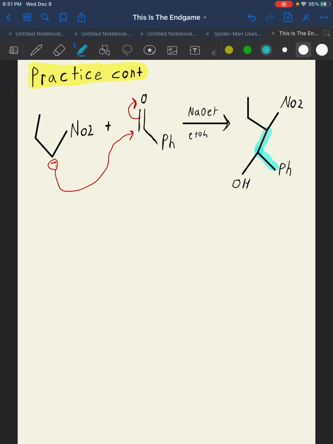Now then, we do have an adjacent Ph ring that can form, so you would then form the aldol condensation product, giving you an overall product that looks like this.